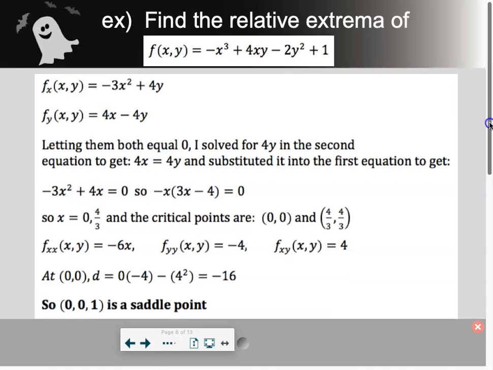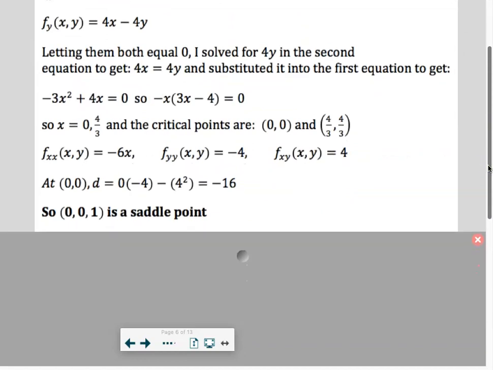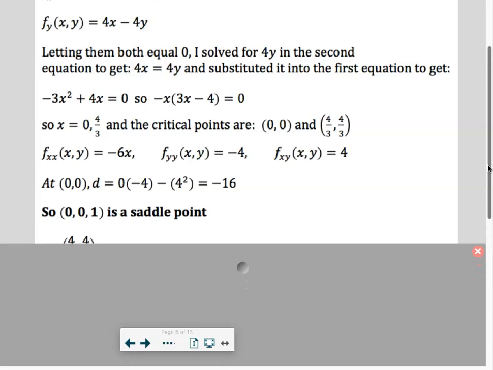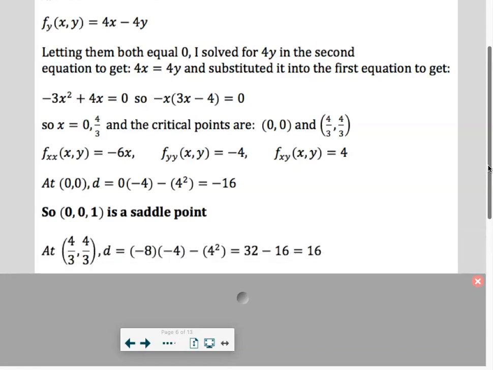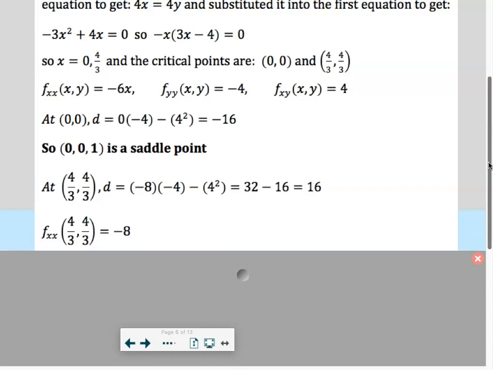Calculator time. For the point 4/3, 4/3, what did you get for D? Positive. Then you have to check your f sub xx. Is it negative? Yeah. So that means you have a local max. So we've got a local max at 4/3, 4/3. Since we have a local max, I want the x, the y, and the z, so you're all pulling out calculators now.